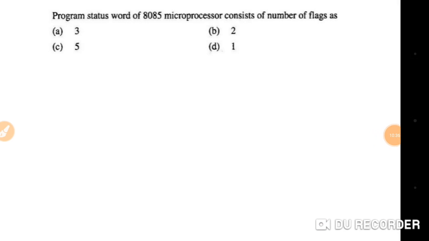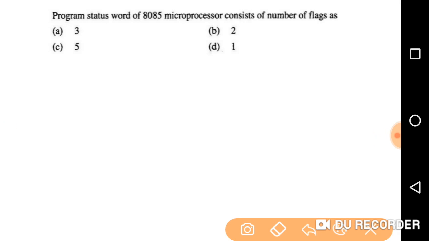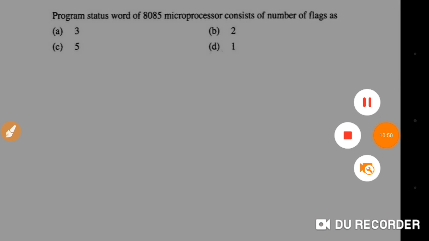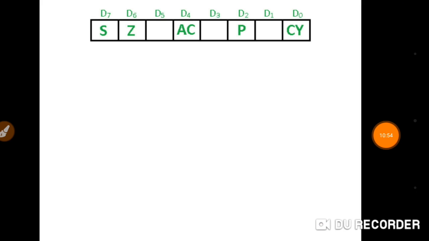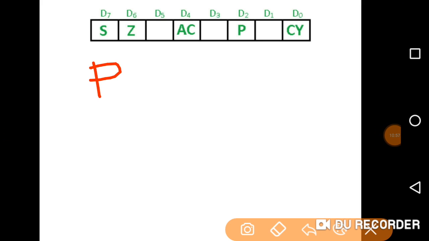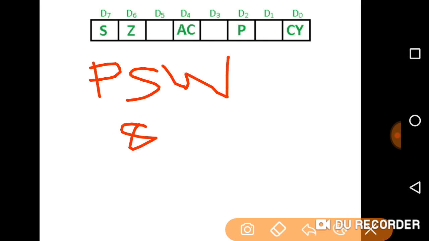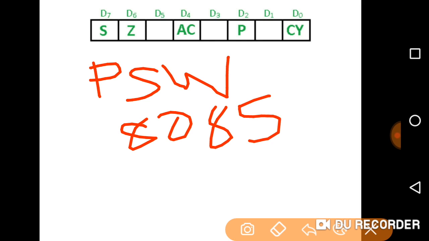Program status word of the 8085 microprocessor consists of a number of flags as. Program status word is called the PSW. This is also a register present in the 8085 microprocessor. So let's see the PSW. This is the PSW of 8085. Let's discuss it bit by bit from D0 to D7. Not all 8 bits are used here; the remaining are nothing.